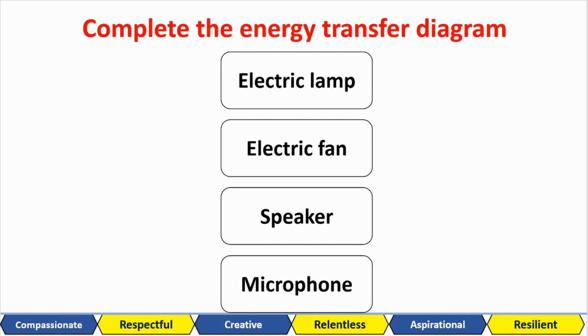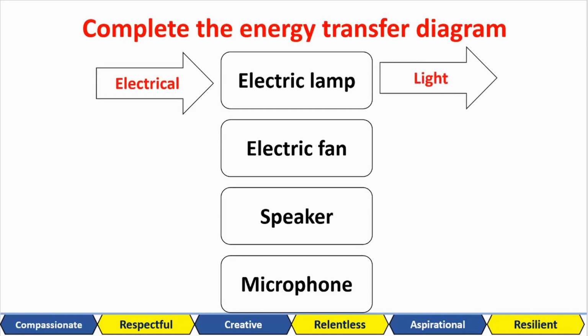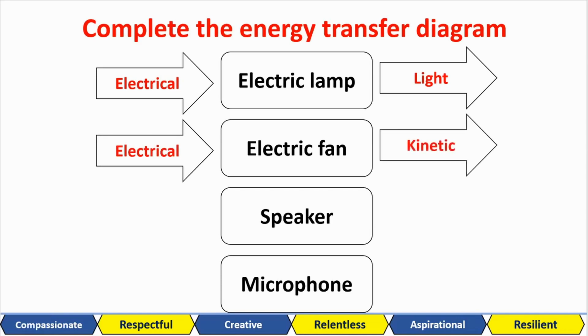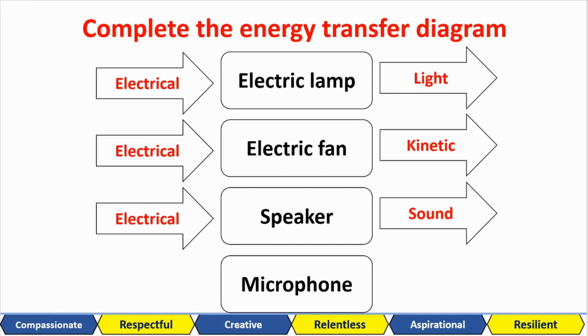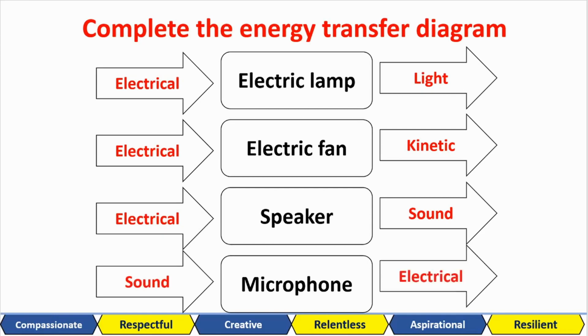An electric lamp will take in electrical energy and it will give out light energy. An electric fan will take in electrical energy as well, and it will give out kinetic energy, so those blades are moving. A speaker takes in electric energy as well and gives out sound energy. And a microphone is like the opposite. It takes in sound energy and converts that to electrical energy.